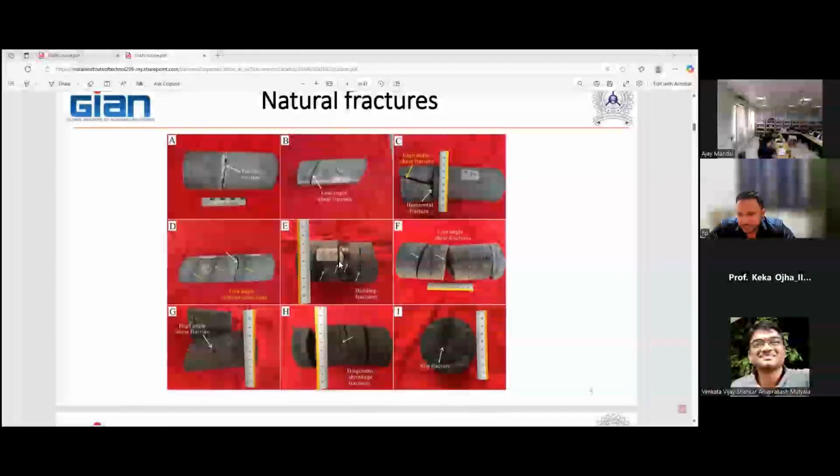So these are that. Then again, you have a low angle shear fracture here, like you can see the angle forming. And this is the surface you can see of a high angle shear fracture. So this one.